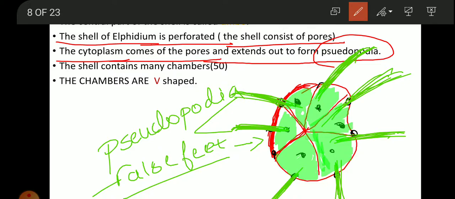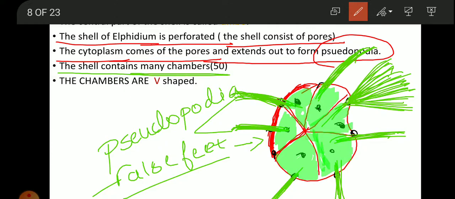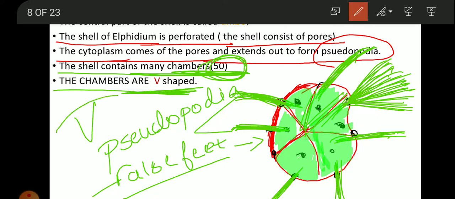How does this pseudopodia look? It looks like a net, right? See here, it's forming a net. Hence it is called reticulopodia. The pseudopodia which looks like a net is called reticulopodia. So the shell consists of many chambers, that is 50 chambers. I have told you earlier that it consists of 50 chambers. The chambers are V-shaped. Here you can see the V-shaped chambers.